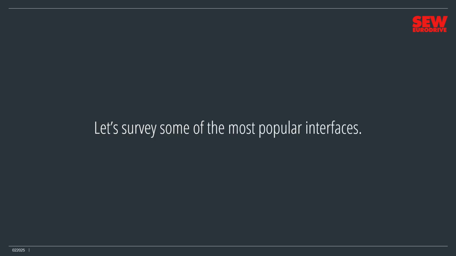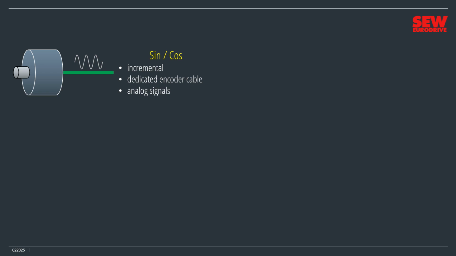Let's survey some of the most popular interfaces. The sine-cosine interface is common on incremental encoders. It uses a dedicated encoder cable to send 2 analog signals to the VFD. By combining these signals, the VFD quadruples the encoder's actual resolution. For example, if the encoder generates 1024 increments per revolution, the VFD will detect 4096 increments per revolution. This is the reason for the sine-cosine interface's popularity.